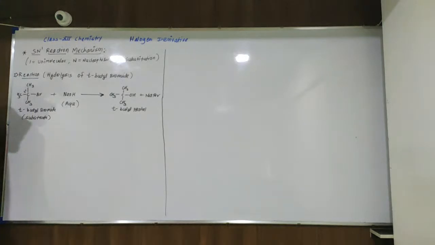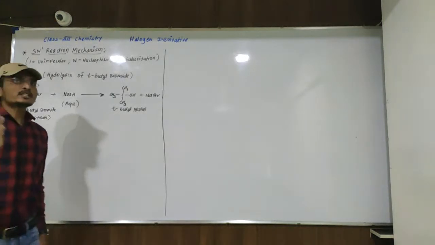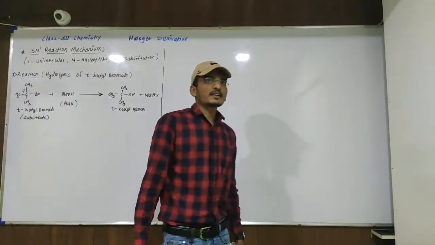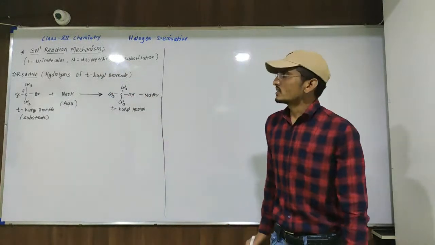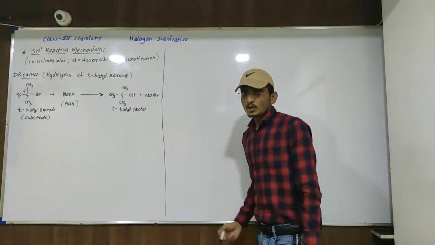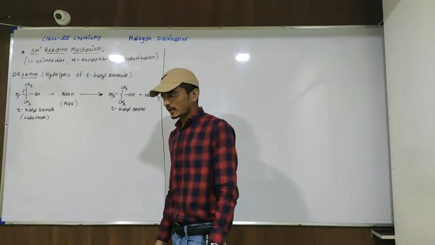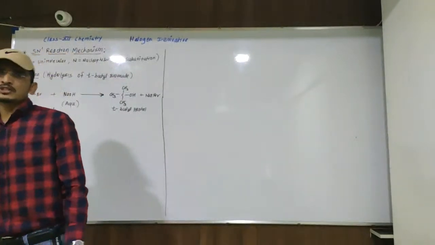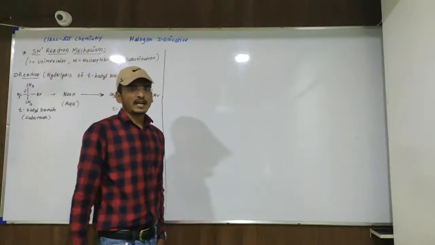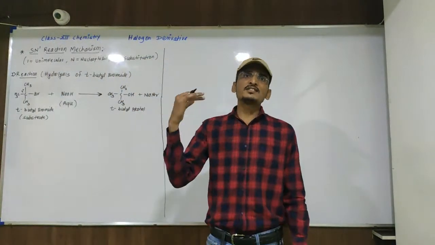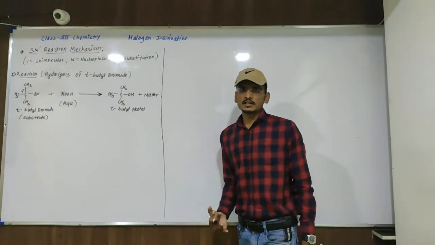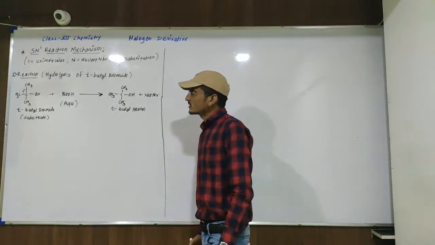But by which mechanism does this reaction take place? This reaction takes place by the SN1 mechanism. How does it take place by the SN1 mechanism? That's why we need to see its reaction kinetics, or its rate or its order. So what is the second step?